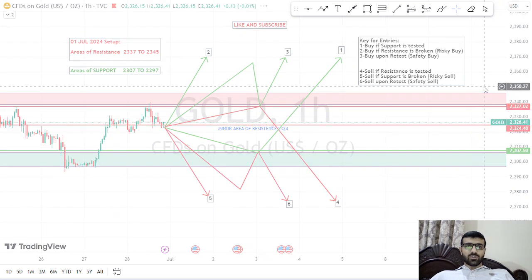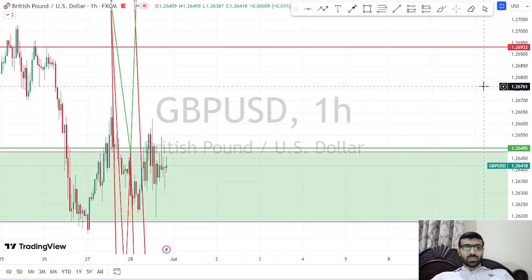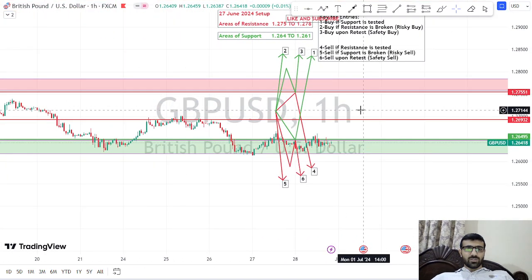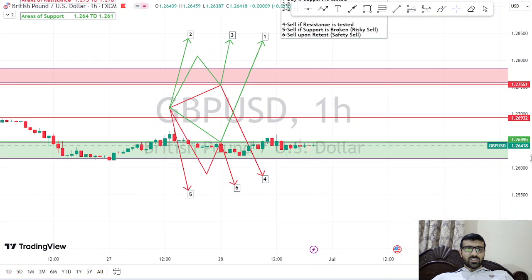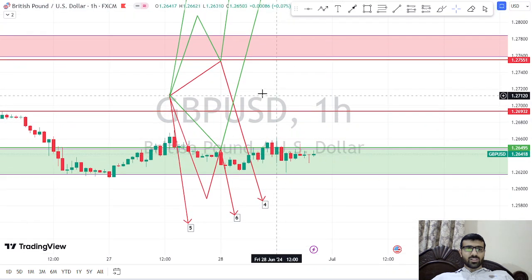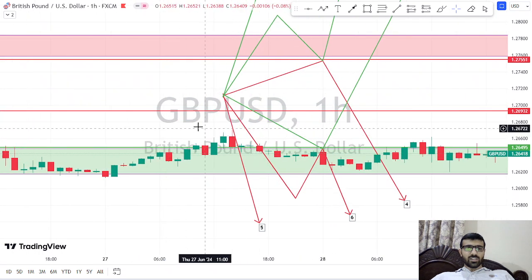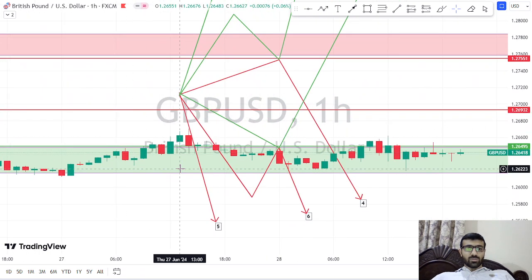Now let us move forward to the next pair, which is the GBP USD pair, and let us see how the market behaved for us in this pair. When we were discussing yesterday, we were bearish in this pair. Once the market was trending over here, you can clearly see that the market did not give us much opportunity.